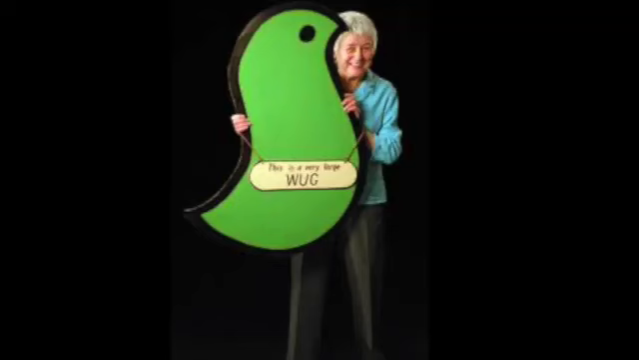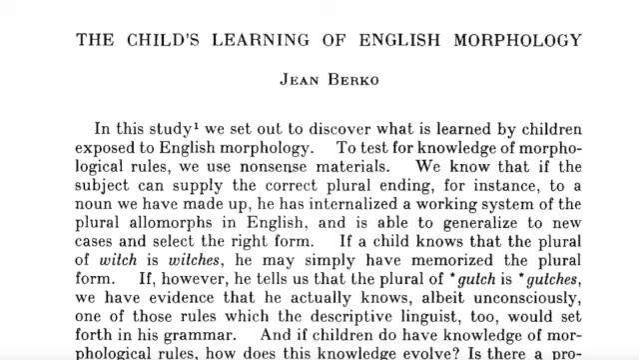Berko has a lot of questions that she has tried to answer throughout the study. The first one would be how children acquire the grammatical rules of their native language. Another question is that she wanted to know how children deal with unknown words, and she wanted to find out whether they understand simple language rules or not. She also mentions at the beginning of her story that in this study, we set out to discover what is learned by children exposed to English morphology.